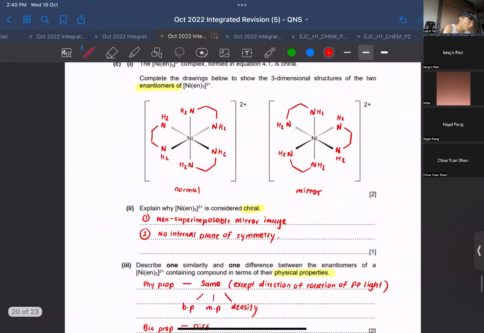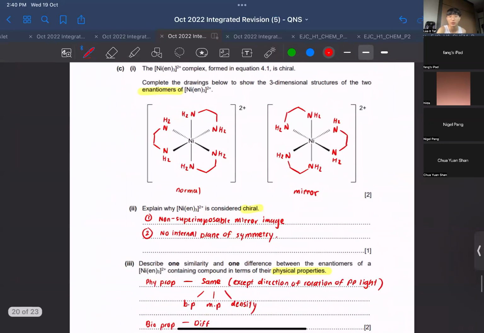It's just that part 1 and part 2 seem a bit weird because we have never seen a complex that's chiral before. But it is actually chiral because chirality exists beyond carbon atoms. In real life, there's more than just carbon atoms that are chiral. Complex ions can also rotate plane polarized light if arranged properly as well. So that's it for part C.